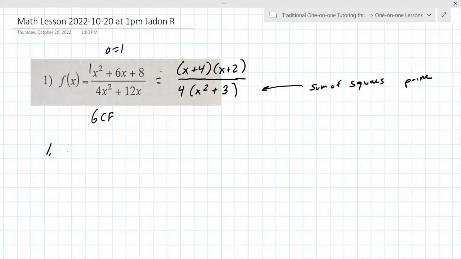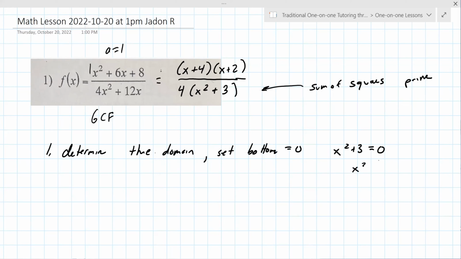So the first thing I suggest doing is determining the domain. And you really want to use the factored form. So you set the bottom equal to 0, but it's only the terms in x. Like you don't set the 4 equal to 0. You set the x squared plus 3 equal to 0. And when you try solving this, you get x squared equals -3. And there is no number that when you square it, you get -3. So this has no restrictions, which is odd, but it has no restrictions.